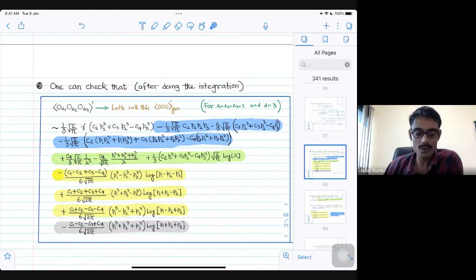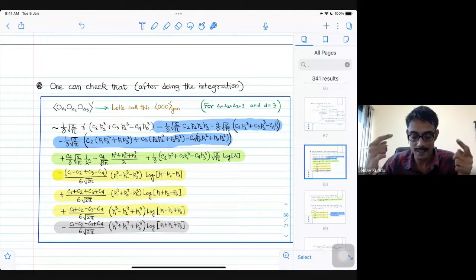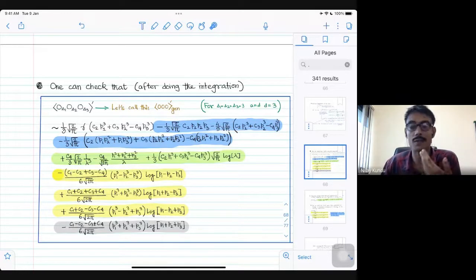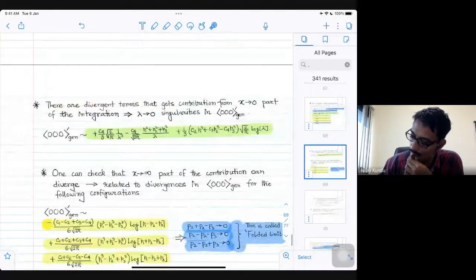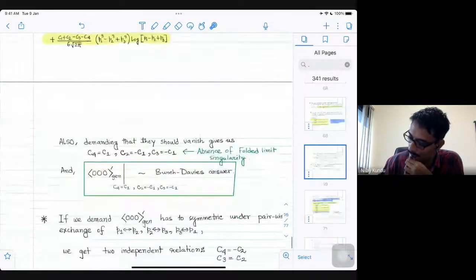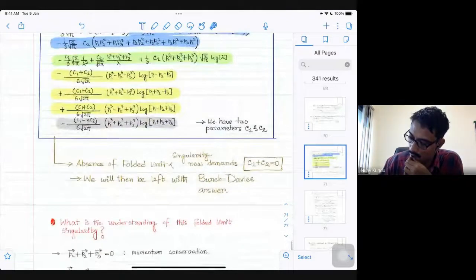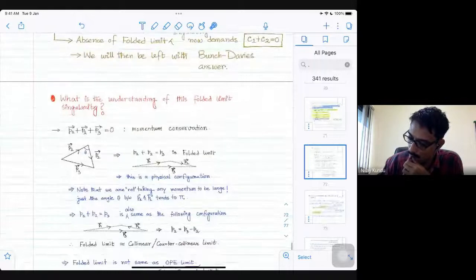If I don't impose the OPE consistency, then I get these extra alpha vacua answers. But when I do it in position space, the way I build it, it's uniquely fixed to be the Bunch-Davies answer. So I take into account the OPE consistency in position space very, very trivially. Now, let me get rid of all this. So there is this folded limit singularity.